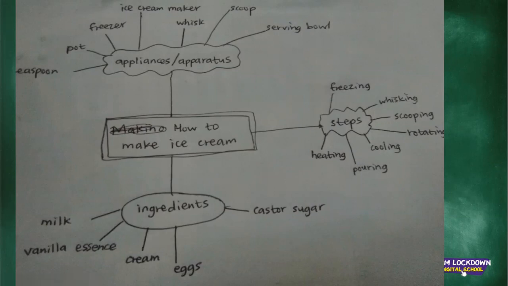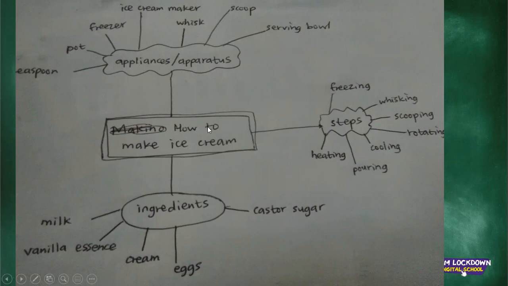In that branch, we make other branches for the ingredients we need: milk, vanilla essence, cream, eggs, and caster sugar. What else do we need? We will also need appliances or tools or apparatus such as a teaspoon, a pot, a freezer, an ice cream maker, a whisk, a scoop, and a serving bowl.